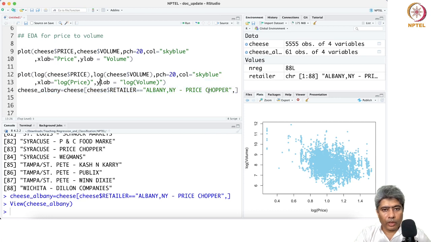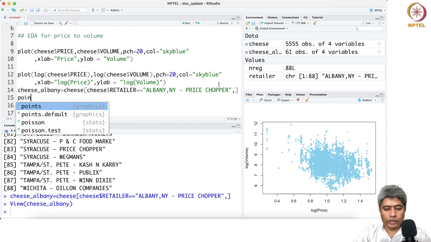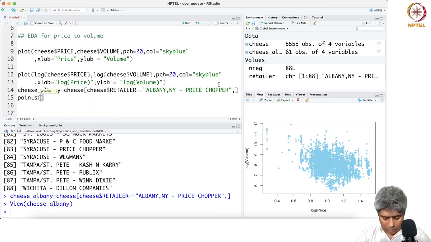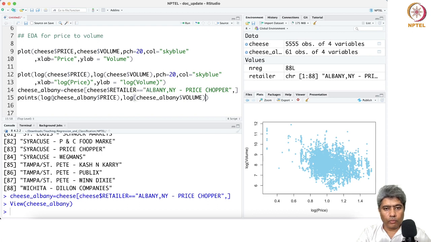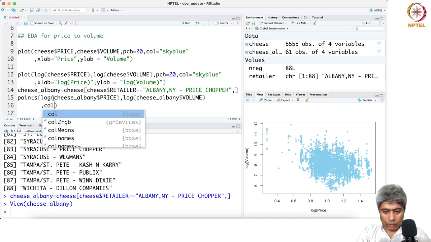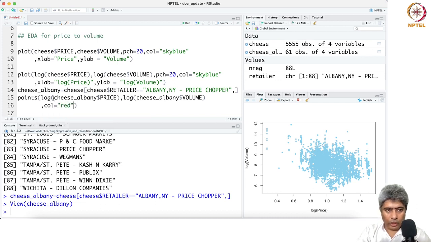Now I'm going to plot the points of only log cheese Albany dollar price, comma, log cheese Albany dollar volume, and color equal to red and pch equal to 20.